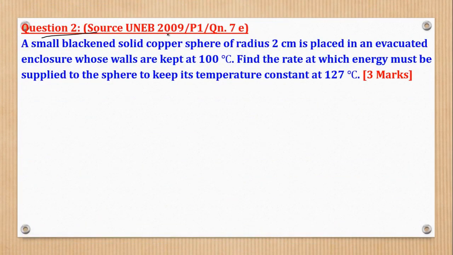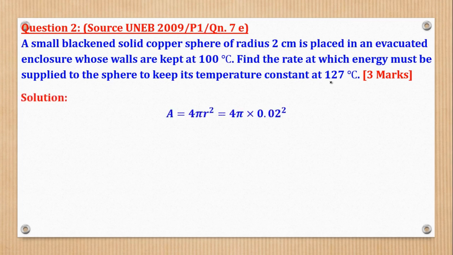Question 2 came from UNEB 2009, paper 1, question 7E, and it says, a small blackened solid copper sphere of radius 2 centimeters is placed in an evacuated enclosure whose walls are kept at 100 degrees Celsius. Find the rate at which energy must be supplied to the sphere to keep its temperature constant at 127 degrees Celsius.